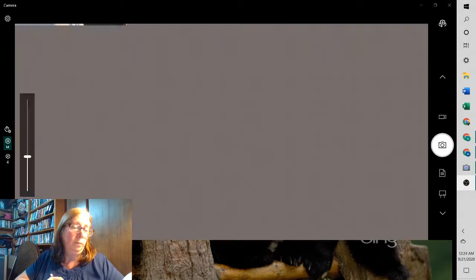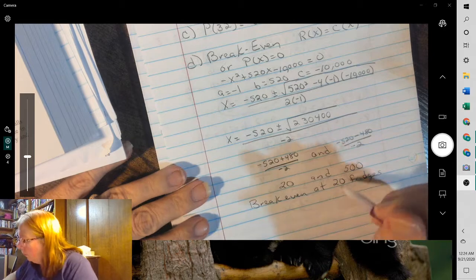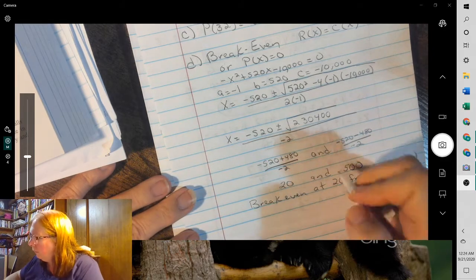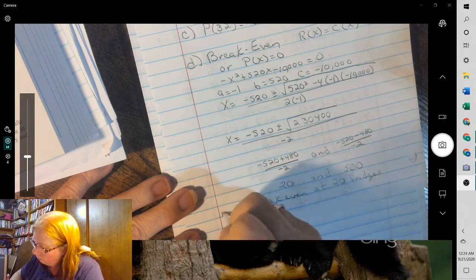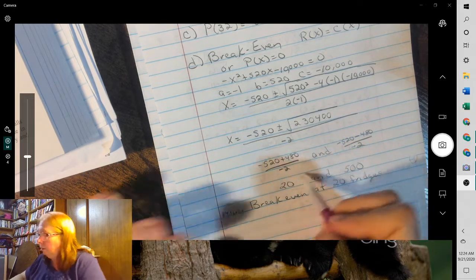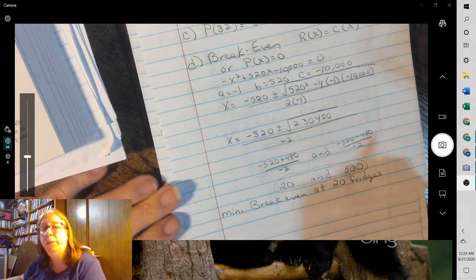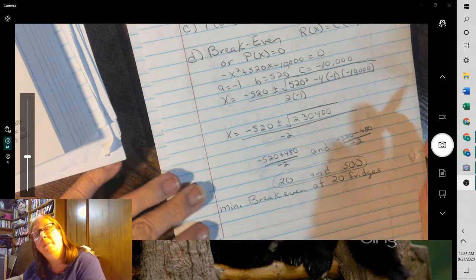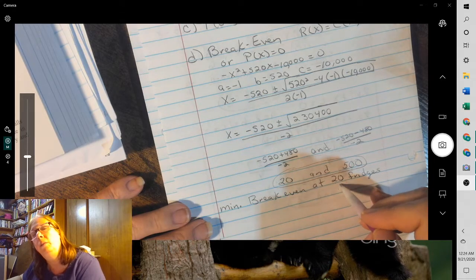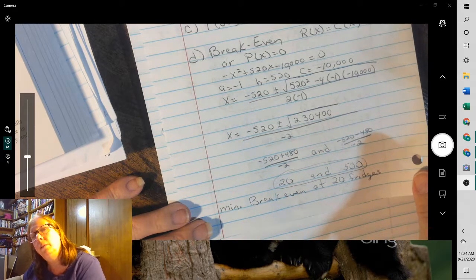I think they do want both answers because both of them are a break even, but usually you want the minimum break even because that's where you start making money. But on MyMathLab, they are looking for both answers. So if they say minimum break even on anything that comes up later, then they only want the smaller one. But for right now, they want both values.